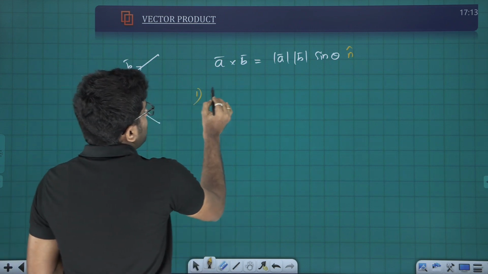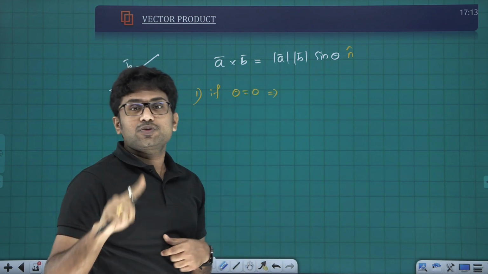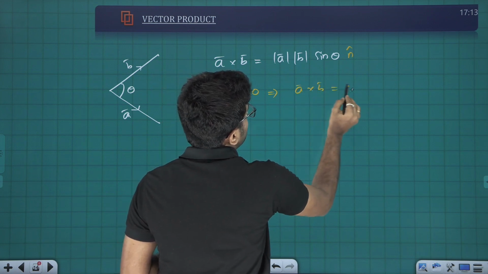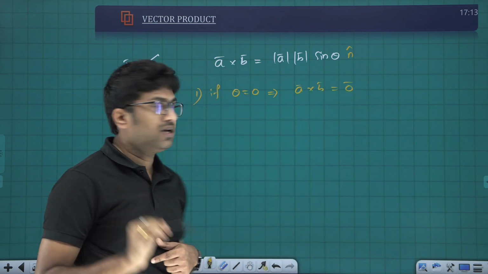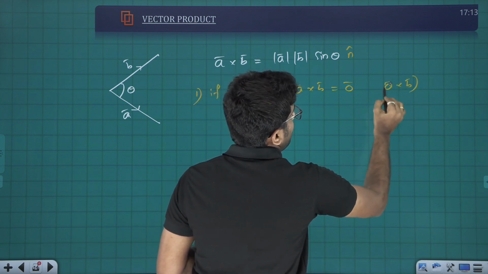Next, if theta is equal to 0, the cross product of two vectors will be 0. A bar cross B bar will be equal to 0 bar. Clear? That means if theta is 0, A bar cross B bar will be minimum.